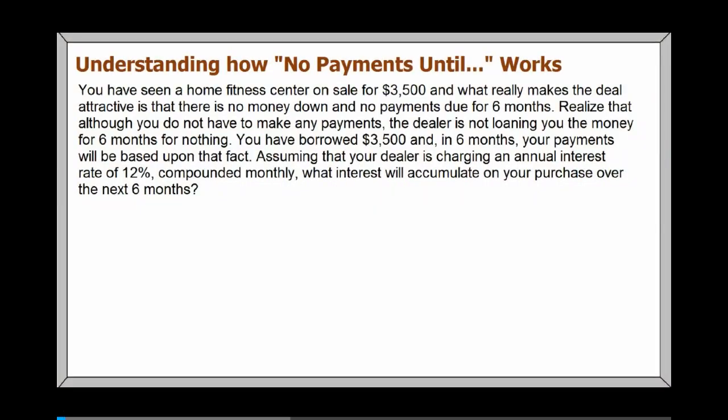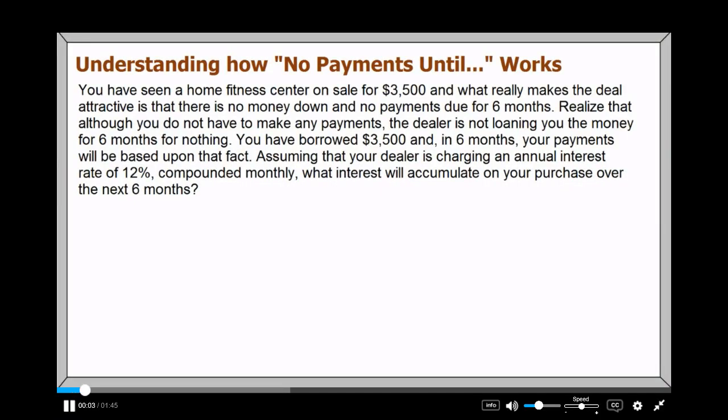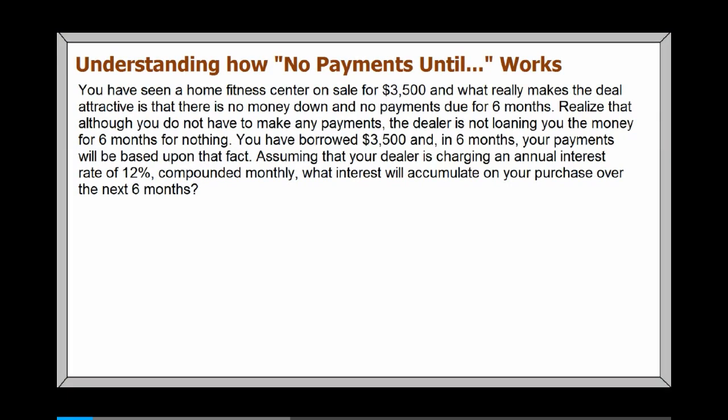In this example, we will gain a better understanding of how no payments until works. You have seen a home fitness center on sale for $3,500, and what really makes the deal attractive is that there is no money down and no payments due for 6 months. Realize that although you do not have to make any payments, the dealer is not loaning you the money for 6 months for nothing. You have borrowed $3,500, and in 6 months your payments will be based upon that fact. Assuming that your dealer is charging an annual interest rate of 12%, compounded monthly, what interest will accumulate on your purchase over the next 6 months?